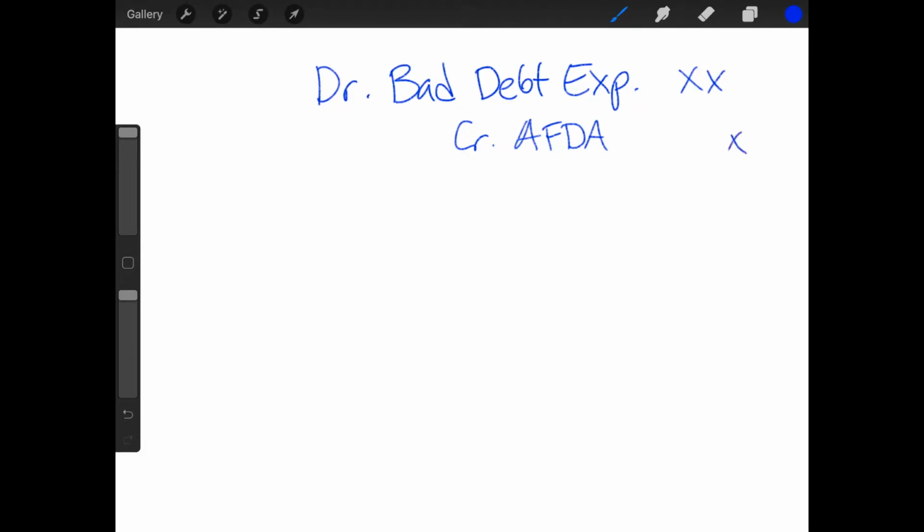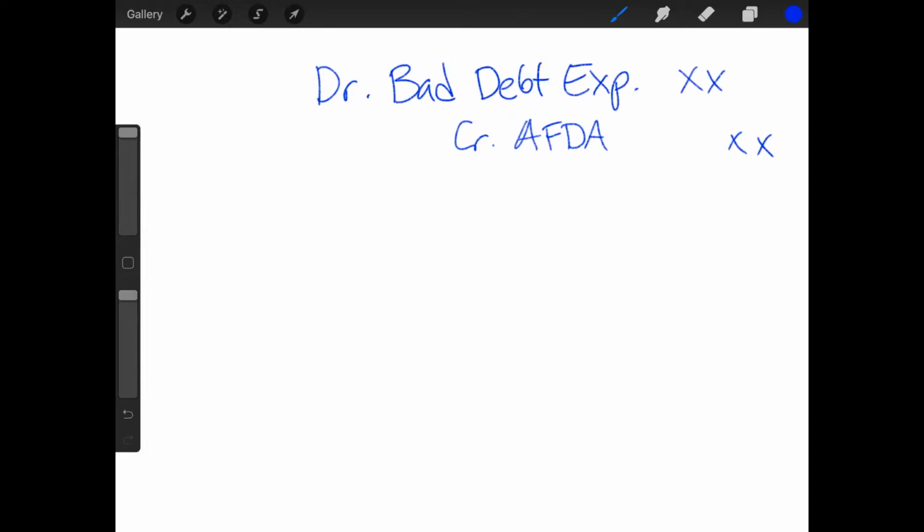So when we record bad debt expense under the allowance method, we debit our bad debt expense and then we credit this AFDA account, which is allowance for doubtful accounts. It's just our best estimate, given historical estimations, of what we don't actually expect to receive from our accounts receivable.